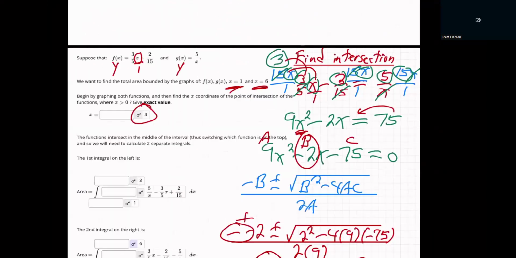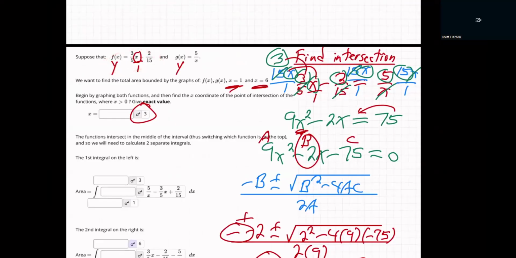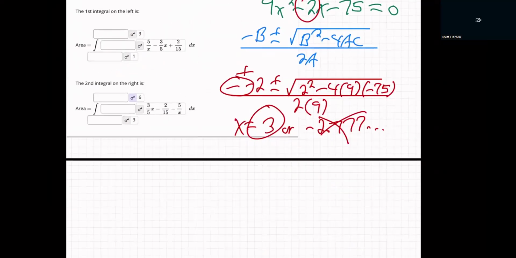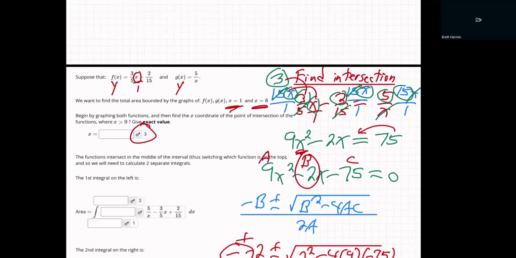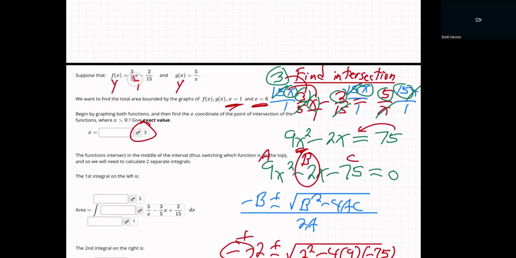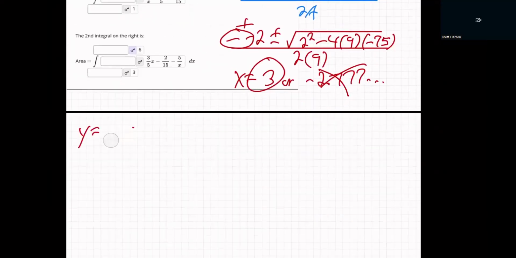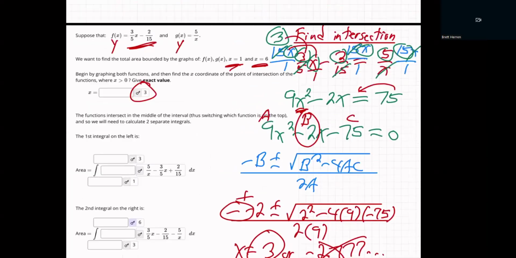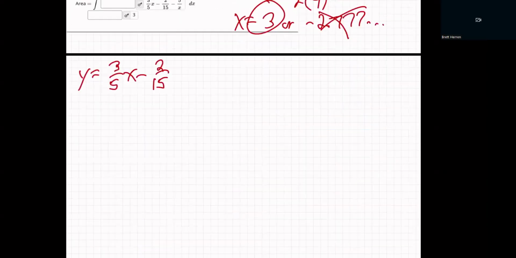Well, you just first off realize this one's going to be a line. So I'm going to bring it down here. The first one is y equals 3/5 x minus 2/15. And the other equation is y equals 5 over x. So for both those equations, we've got to make little tables and then do a graph.